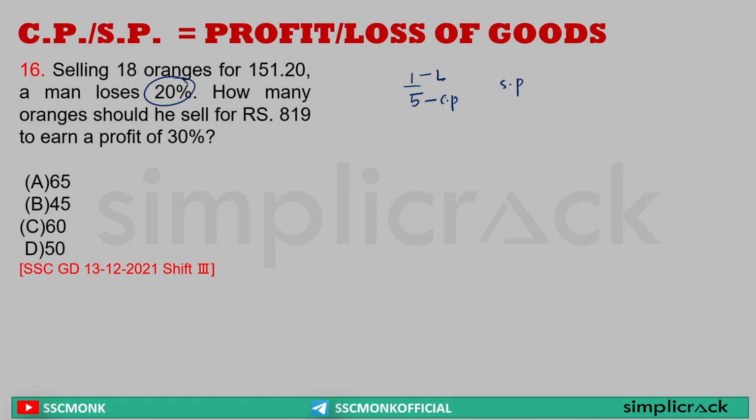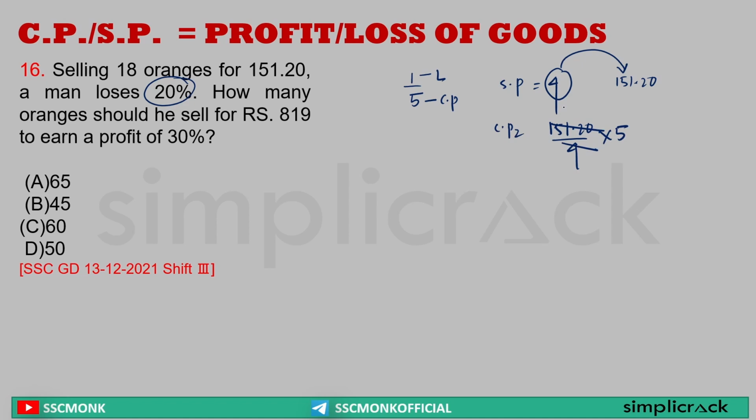So selling price was what? Cost price minus loss. That is equal to 4. Now this 4 part is equal to what? 151.20. Yes or no? Yes. That means cost price was what? 151.20 divided by 4 into 5.